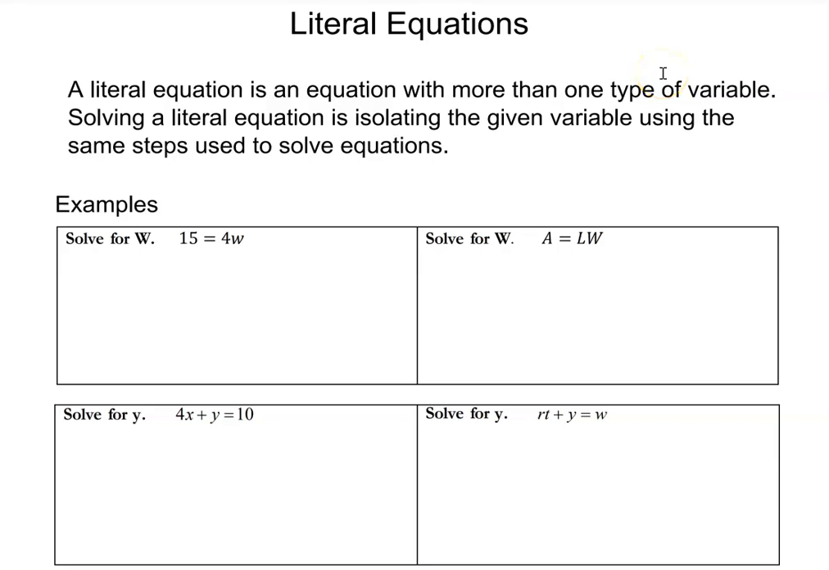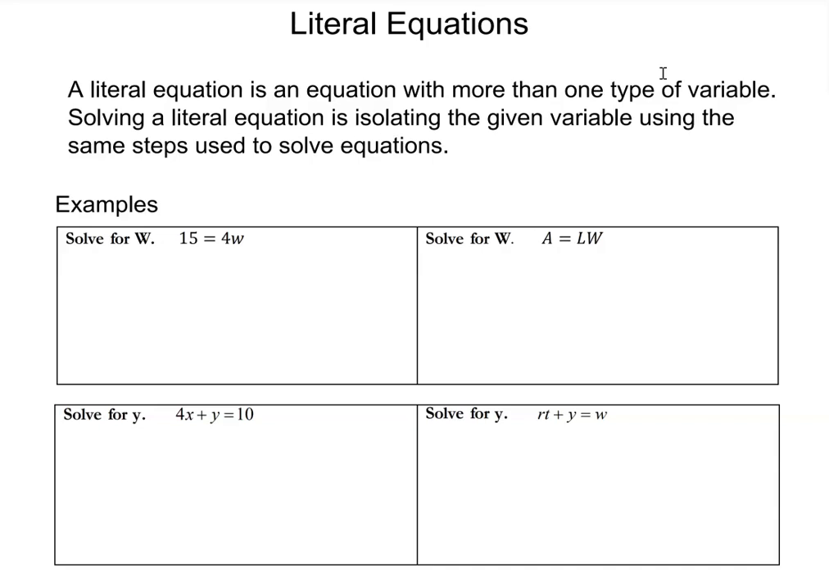Alright, so we're going to start with these notes over literal equations. Literal equations are just equations that have more than one type of variable. You're still going to solve them in a similar way that you would when we were previously solving regular equations, where you try to isolate a variable or a number to one side of the equation. In this case, we're going to be isolating whatever variable they specify in the question.